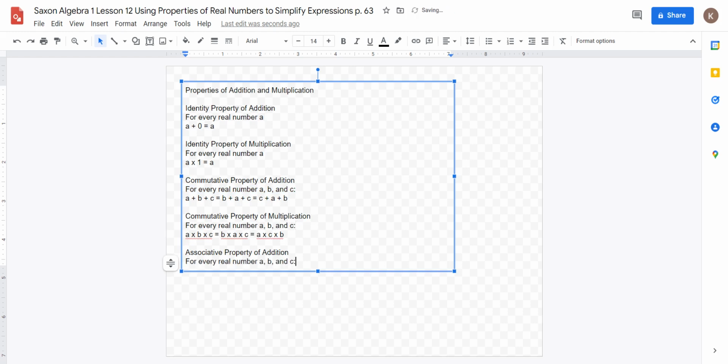For every real number A, B, and C, if I put A plus B plus C in parentheses. So let's just take a look at what I'm doing. I'm adding A plus B first, and then I'm adding C. Okay, I'm adding A plus B in parentheses. That signifies an operation I'm doing first.